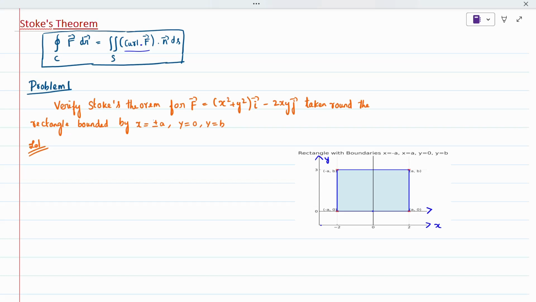Hi all, today's topic is Stokes theorem. The line integral over F dot dr equals the double integral over curl F dot n dS. First problem: verify Stokes theorem for the vector F given in the question.